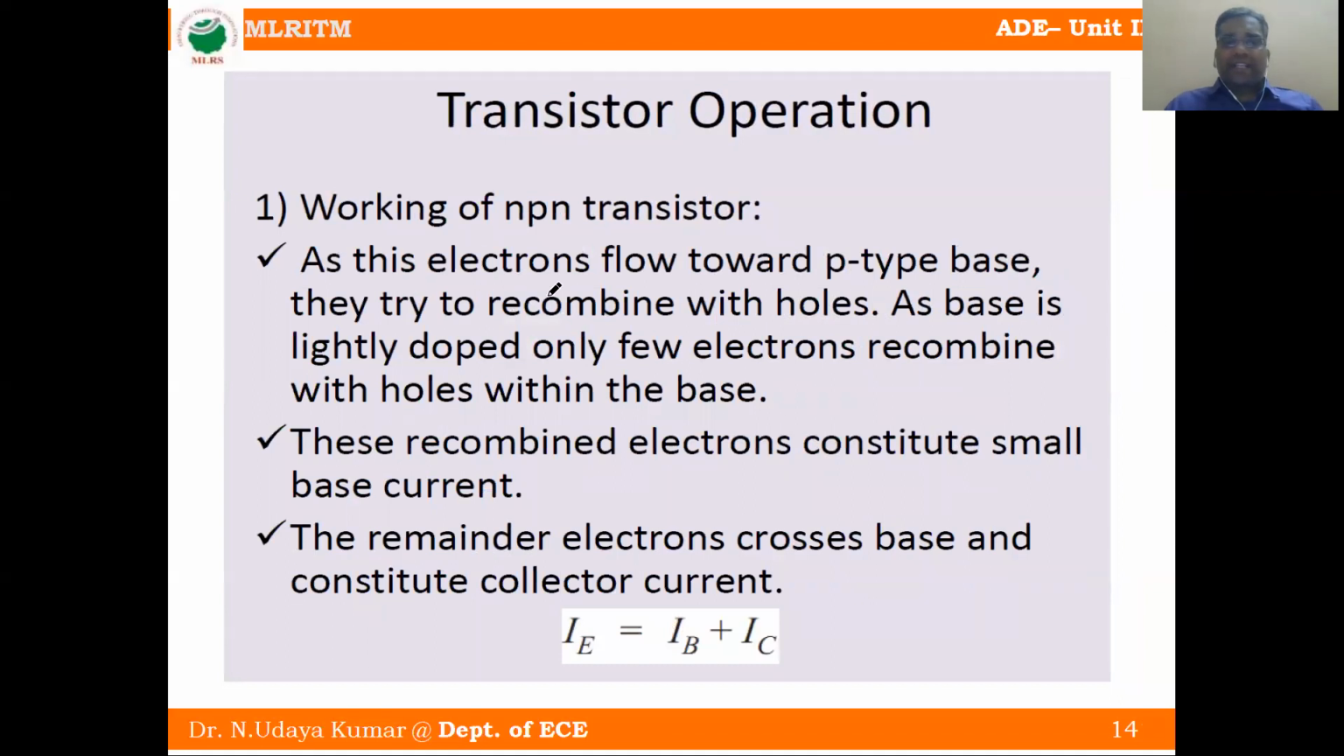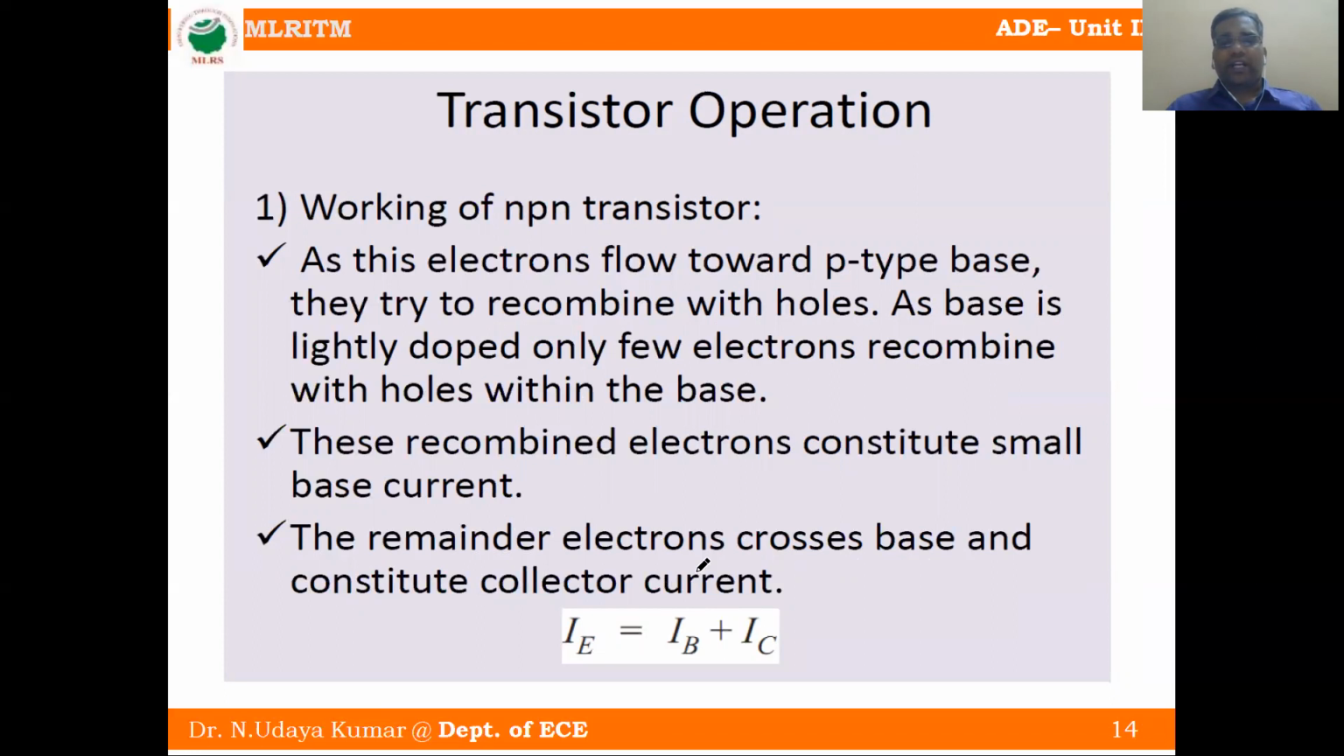See, as the electrons flow toward the P-type base, they try to recombine with holes. As I just told, the base is lightly doped. So only a few electrons recombine with holes within the base, and the remaining electrons cross the second junction. So the recombination of electrons constitutes the small base current. The remaining electrons cross the base and constitute the collector current.